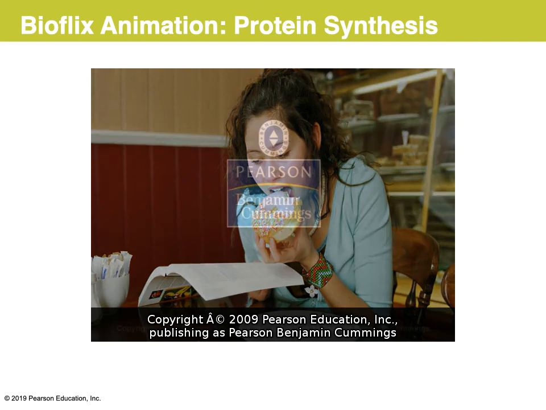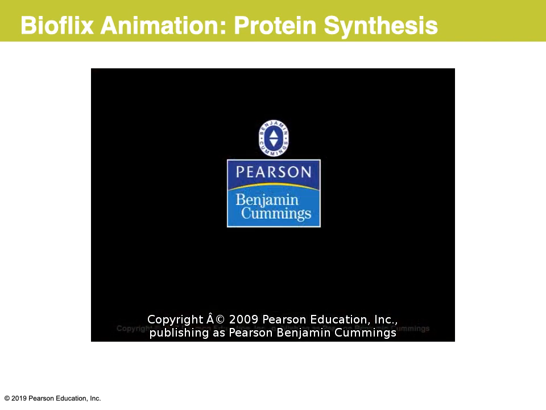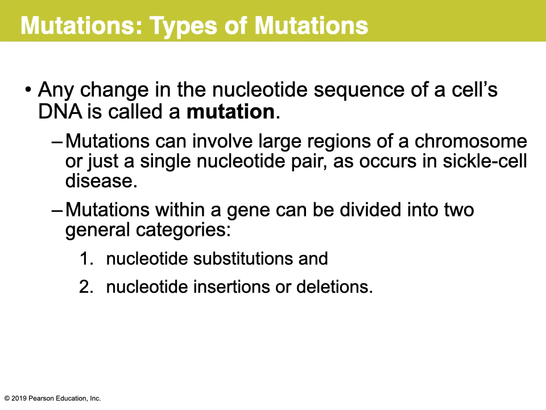Okay, so that's how everything works now. Variation in genetic material occurs by something called a mutation. Any change in the nucleotide sequence of a cell's DNA is referred to as a mutation. These can involve large regions of a chromosome or just a single nucleotide pair, as you'll see in the example of sickle cell disease.